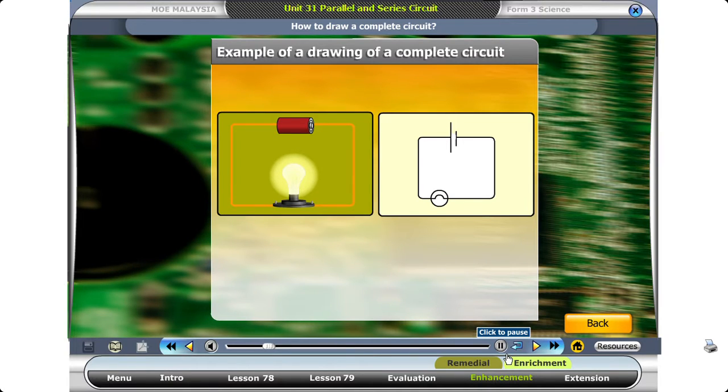A complete circuit is drawn by linking the electrical source, the connecting wires, and electrical components together. The circuit is drawn using symbols. The figure shows an example of a drawing of a complete circuit, linking the dry cell, the bulb, and connecting wires.